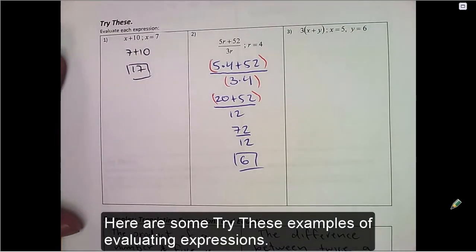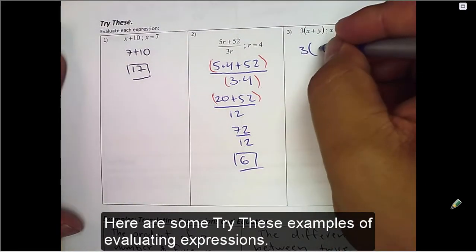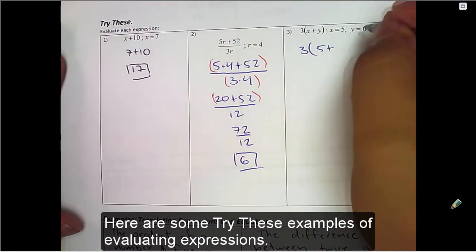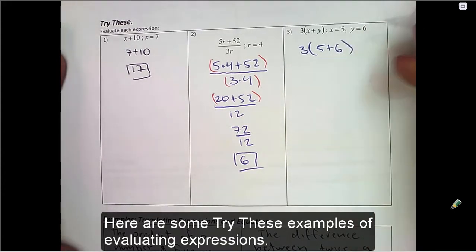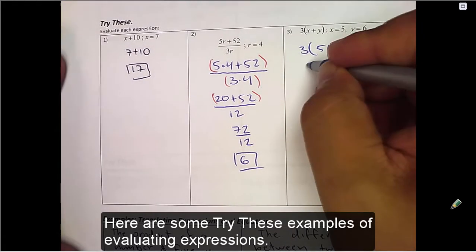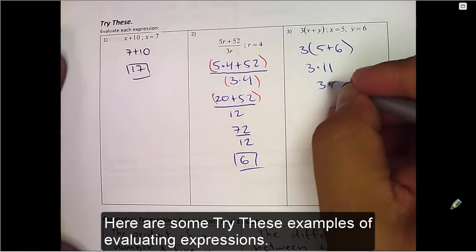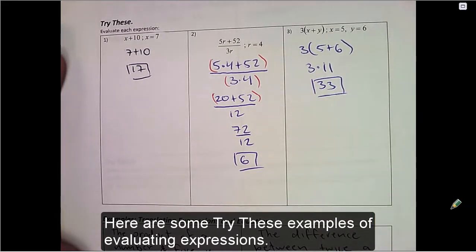Number 3, again, just another algebraic expression. 3 times x plus y, where x is 5 plus y, which is 6. Then you're just using order of operations to evaluate. 5 plus 6 is 11. So we have 3 times 11, which is 33. And done.